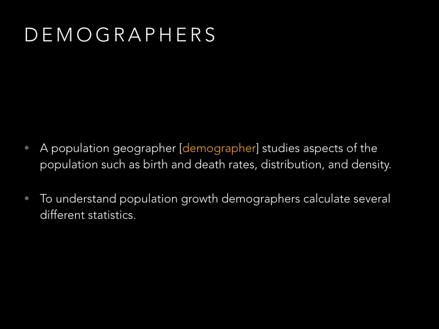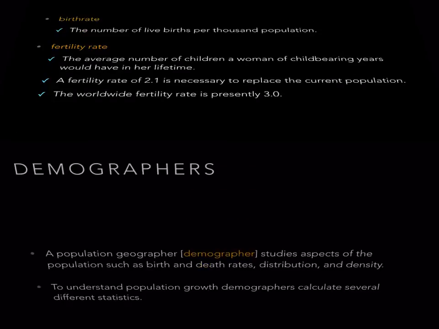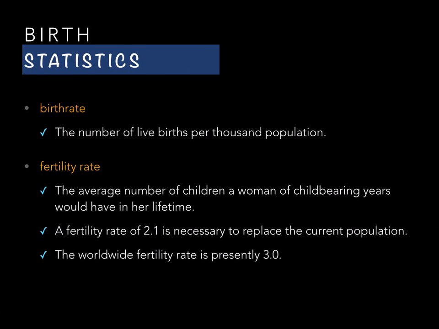Demographers. A population geographer is called a demographer, and this type of person studies aspects of the population like birth and death rates, distribution, and density. They look at and they calculate several different statistics. Let's look at some of them. Birth statistics. Birth rate. This is a simple statistic. It just refers to the number of live births per 1,000 people in the population.